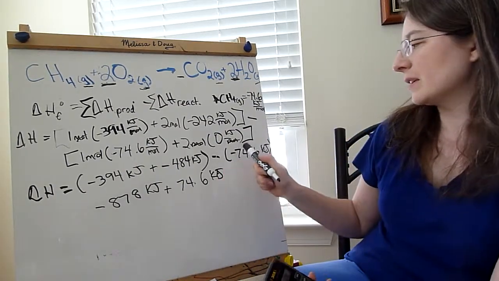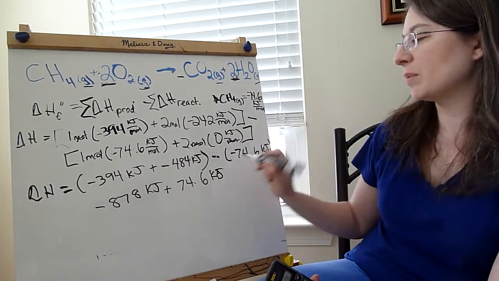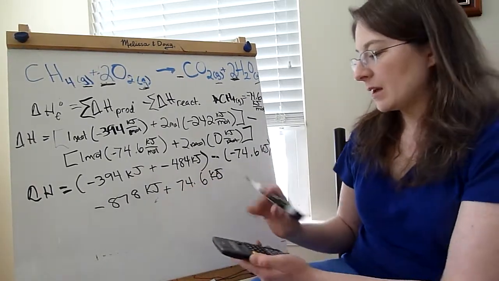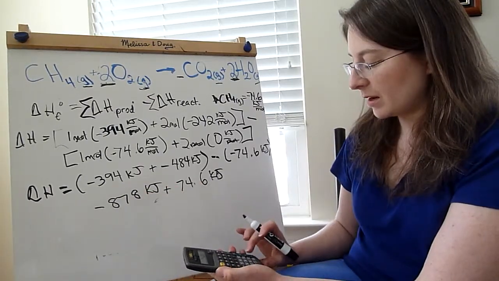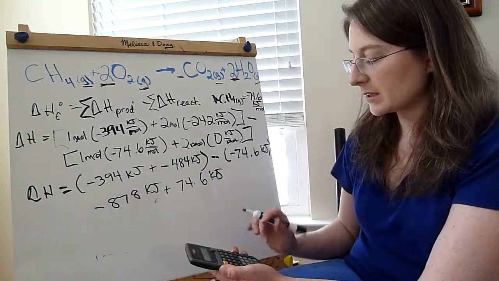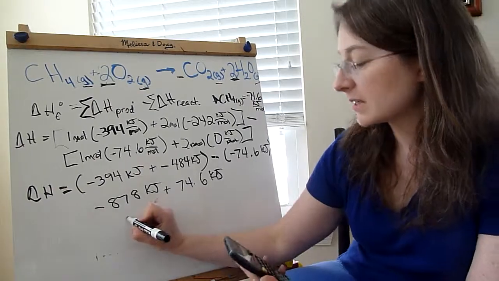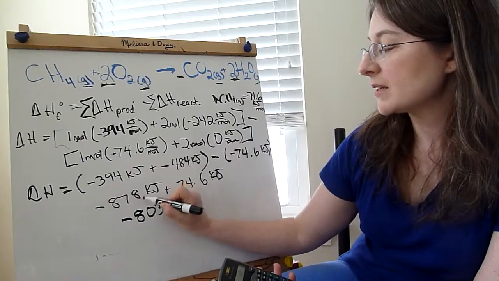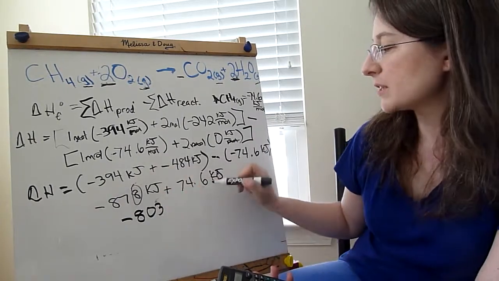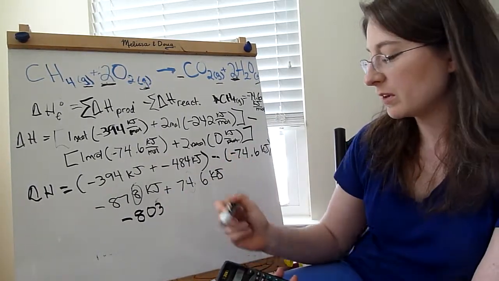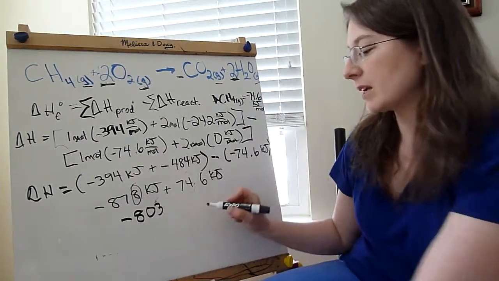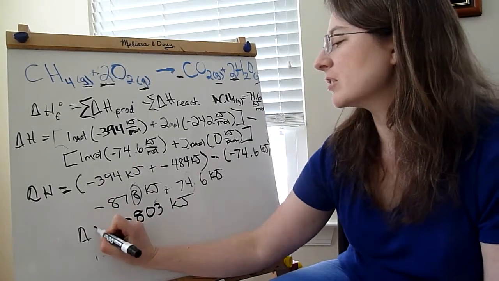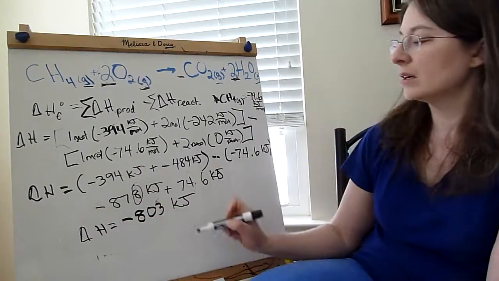So minus a minus, double minuses make it a plus, right? Okay, so negative 878 plus 74.6. Now my calculator is going to say negative 803.4, but I don't have a tenths place here. I have significance in the ones place, so I have to round to the ones place. The 0.4 won't make it round up, so I'm just going to have negative 803 kilojoules as my change in enthalpy according to Hess's law.